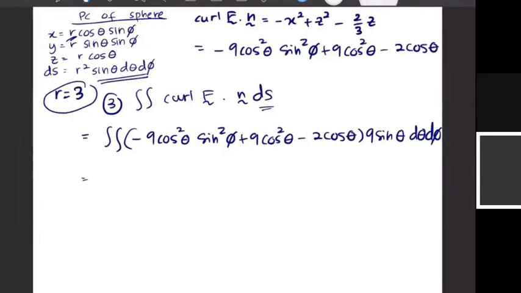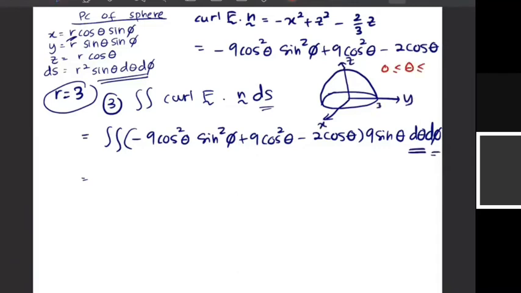Okay, this is step number 2. Then step number 3. Okay, substitute all, to solve. Okay, it is long. Okay, here the dS equals 9 sin theta d theta d phi.